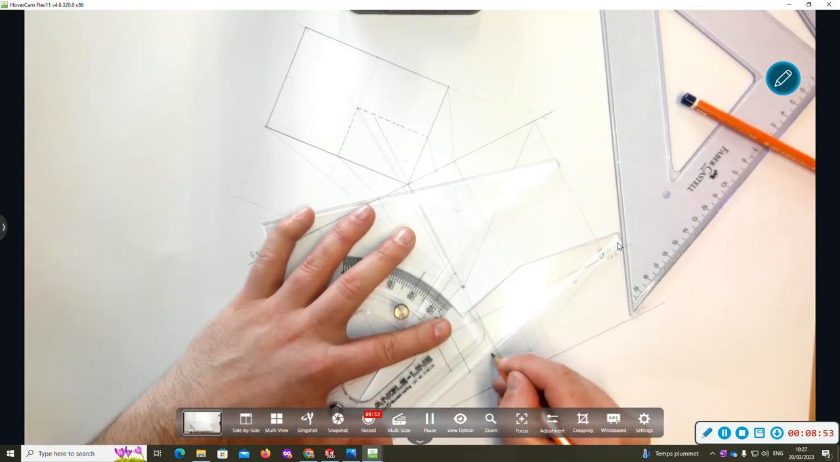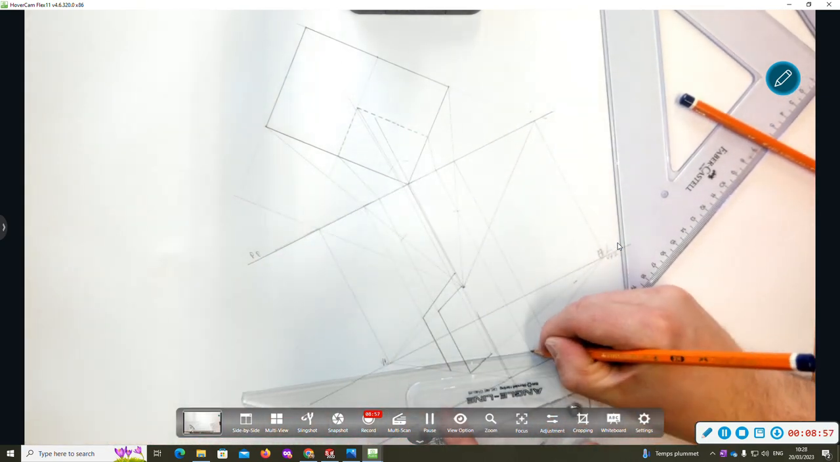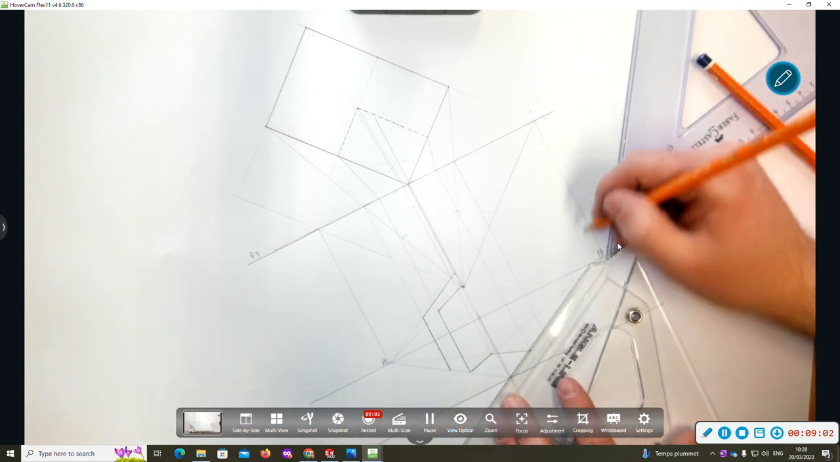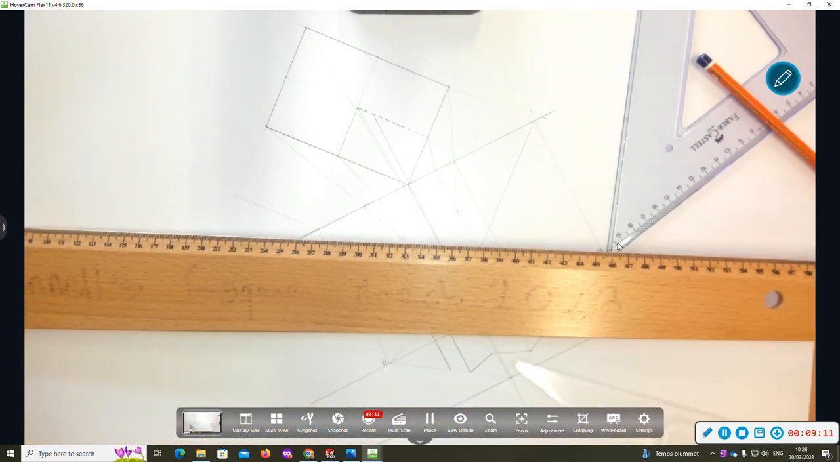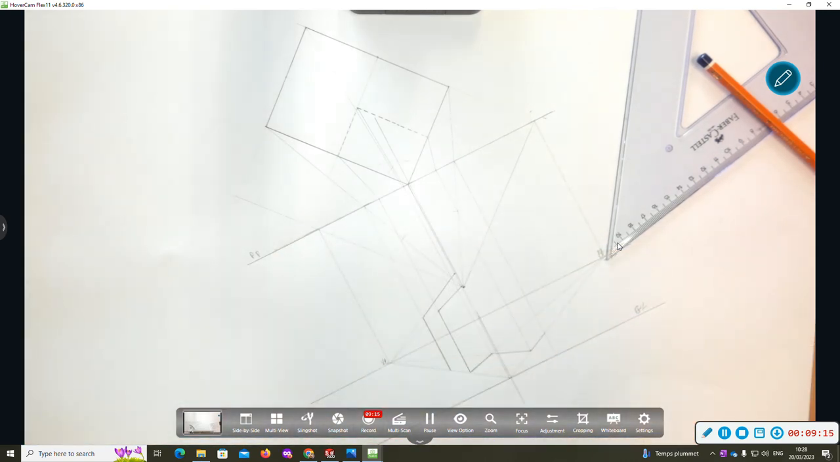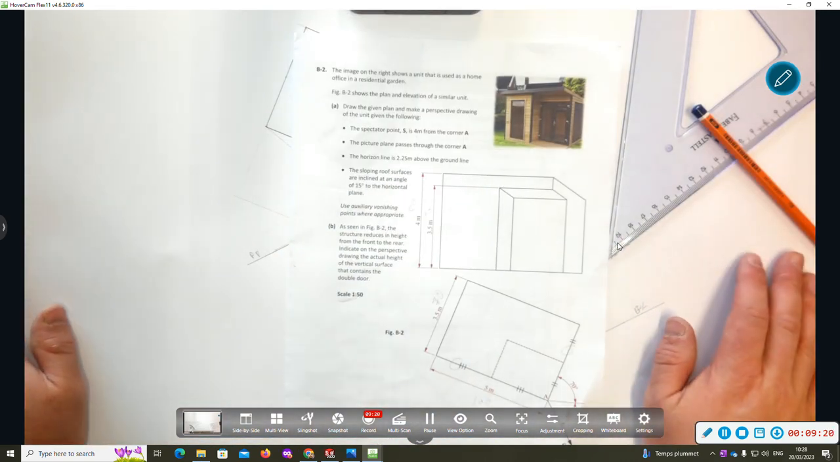And there's the inside of the wall. They just match up all at the same point as they should. And now, to be able to complete the question, shortly we're going to need to find the auxiliary vanishing point.